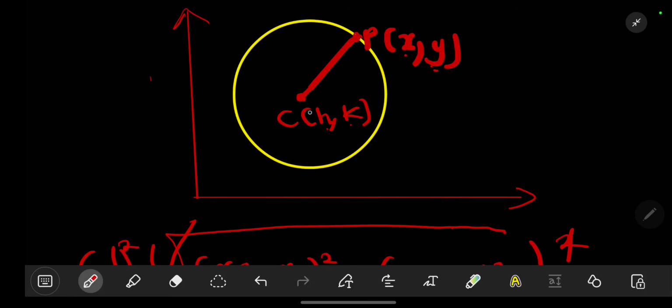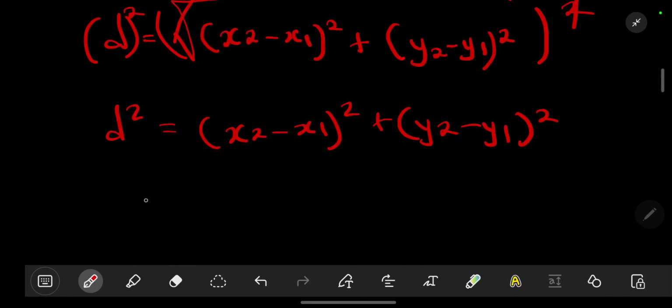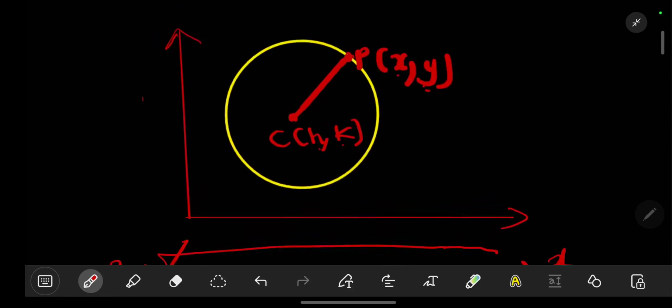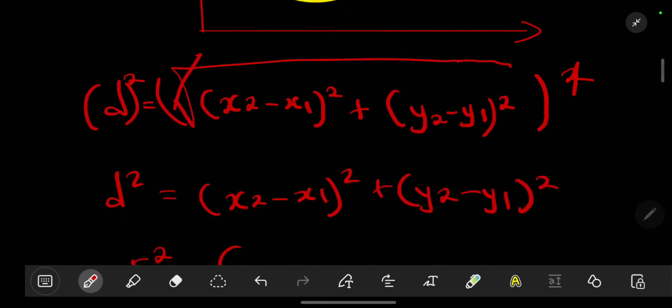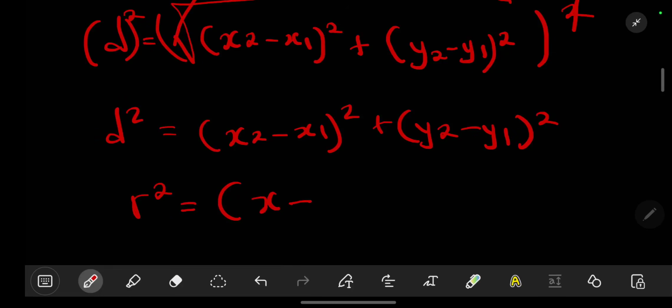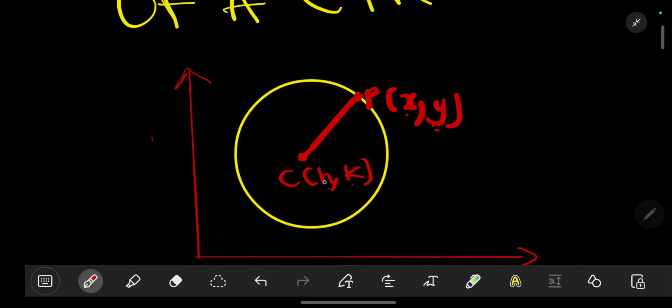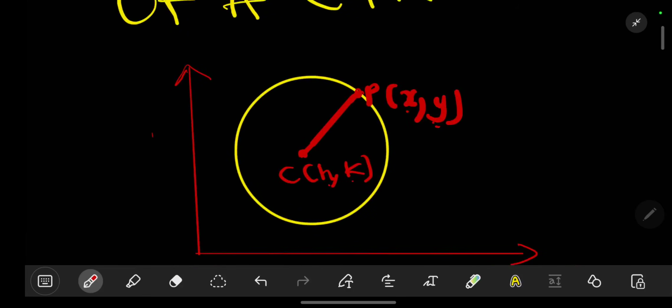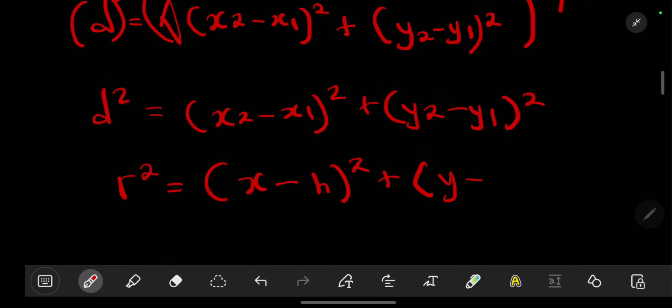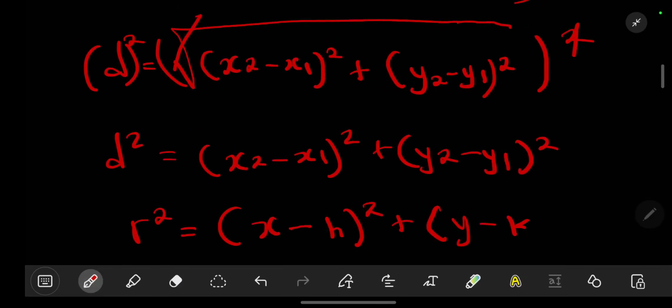As you can see, the distance from any point on the circumference to the center is the radius. So the radius squared is equal to x minus x1, which is our center coordinate h, squared, plus y minus y1, which is k, squared. So this is the standard equation of a circle.